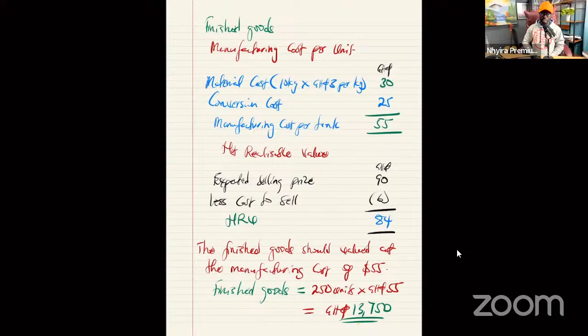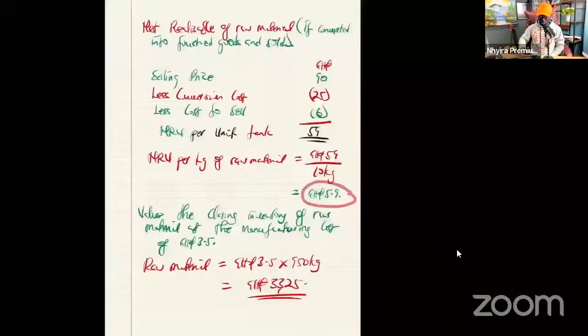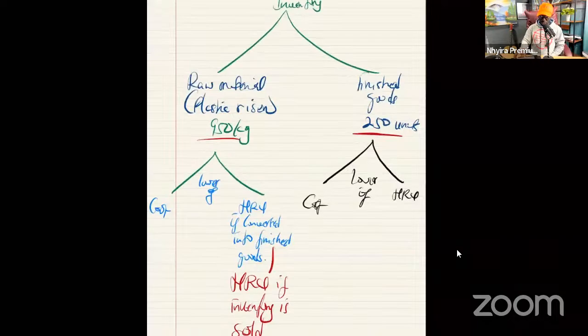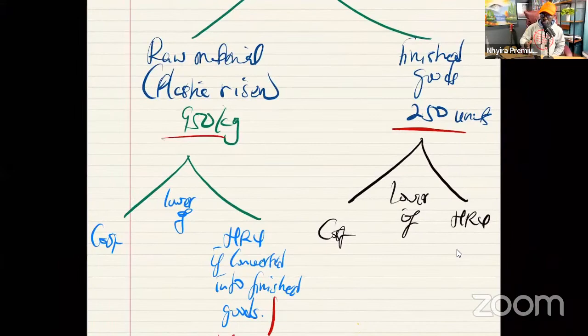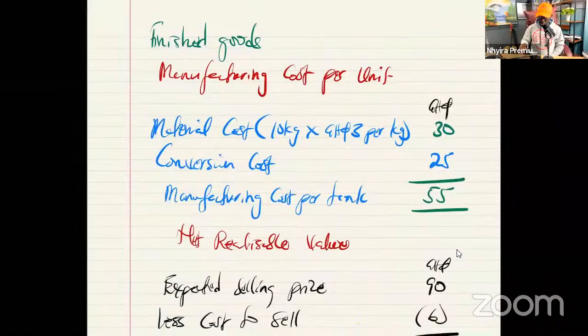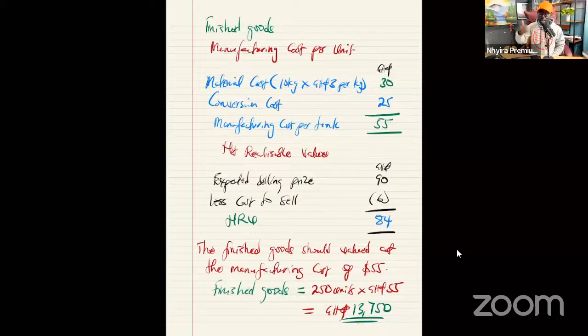Relax. There are two types of inventories here: finished goods and raw material. We said in the finished goods valuation, we're going to use lower of cost and net realizable value. The cost of finished goods is 55. The net realizable value of finished goods is 84. So which one is lower? 55. So yes, we value the 250 units at 55.